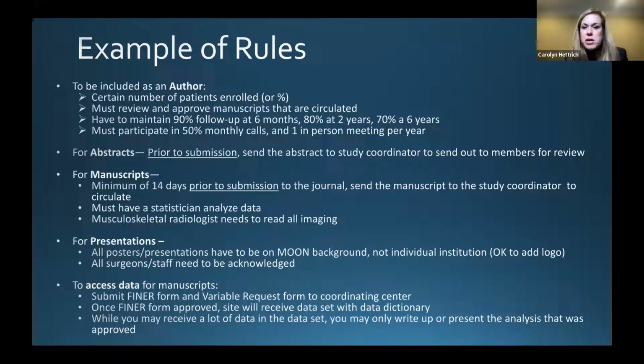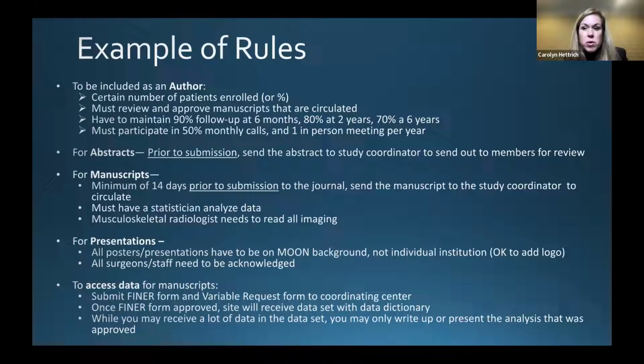For abstracts, again, you have to send it to the group before you submit it for everyone's approval. For manuscripts, it's a little bit more, we need 2 weeks, and everybody again has to approve the manuscripts. And we require having a statistician do all the data, and musculoskeletal radiologists to do all the imaging, just because we've put so much into it and we want, again, the best quality.